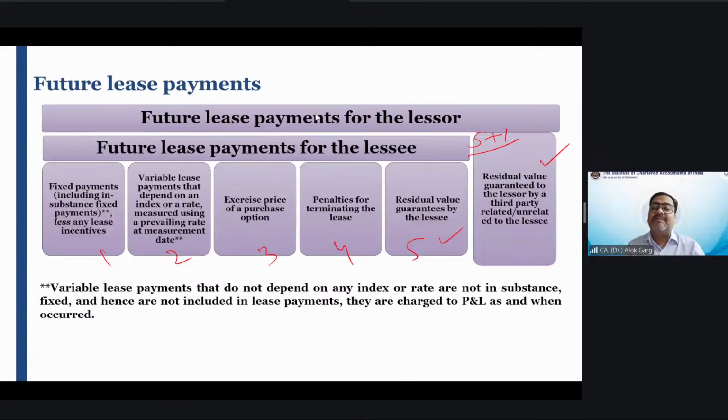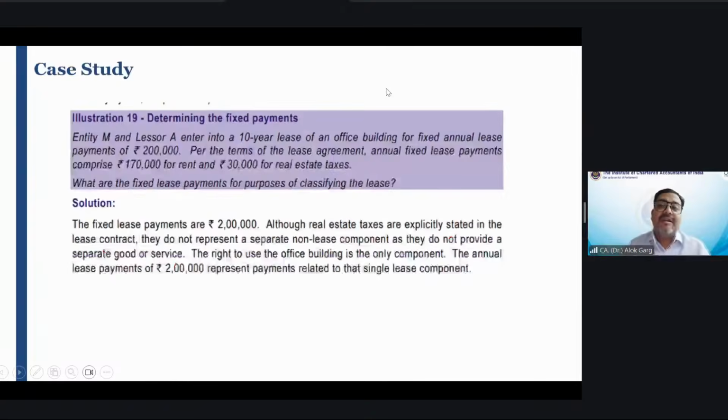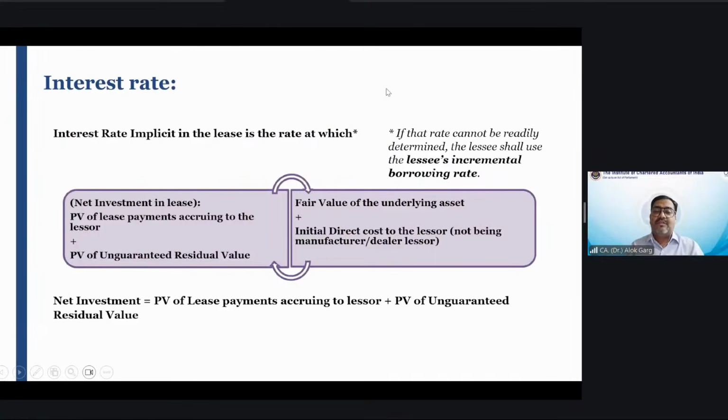So what is a lease payment to the lessee? Lease payment to the lessee is fixed payment plus in-substance fixed payment less lease incentive plus variable lease payment depending on index or rate plus exercise price plus penalties for termination plus residual value guarantee given by the lessee plus residual value guarantee given by any other party to the lessor. So that will be added when you are computing the lease payment from the perspective of the lessor. Okay, so this is what we discussed.